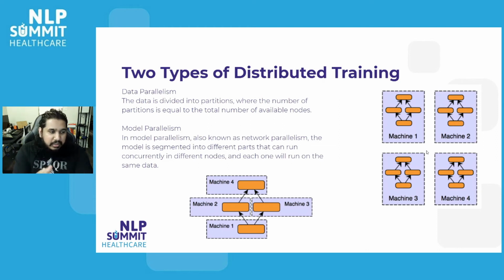So when you have these two types, how do you pick which one to use for your use case? If the deep learning model can fit into one node, go with data parallelism. And if the model is too large to run on one node, but the data set can fit in one node, then go with model parallelism.